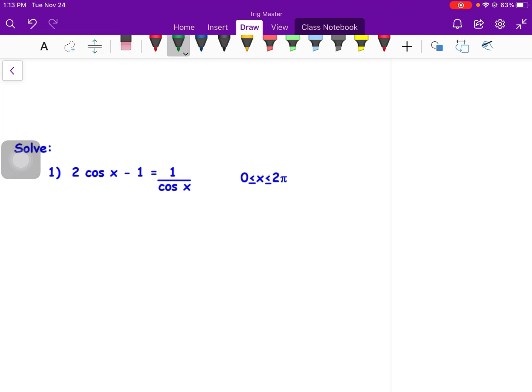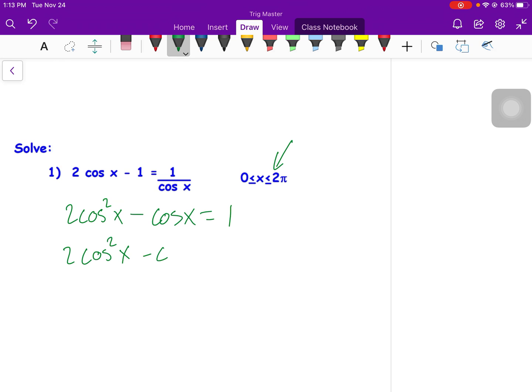All right, so for this next one, we are in radians. We are bounded again, so we don't have to worry about that so much. But I need to have a little bit more work involved for solving these things. So I'm going to start by just multiplying both sides by cosine of x, which will give me 2 cosine squared x minus cosine x is equal to 1. Subtract the 1 over: 2 cosine squared x minus cosine of x minus 1 equals 0. This thing factors.